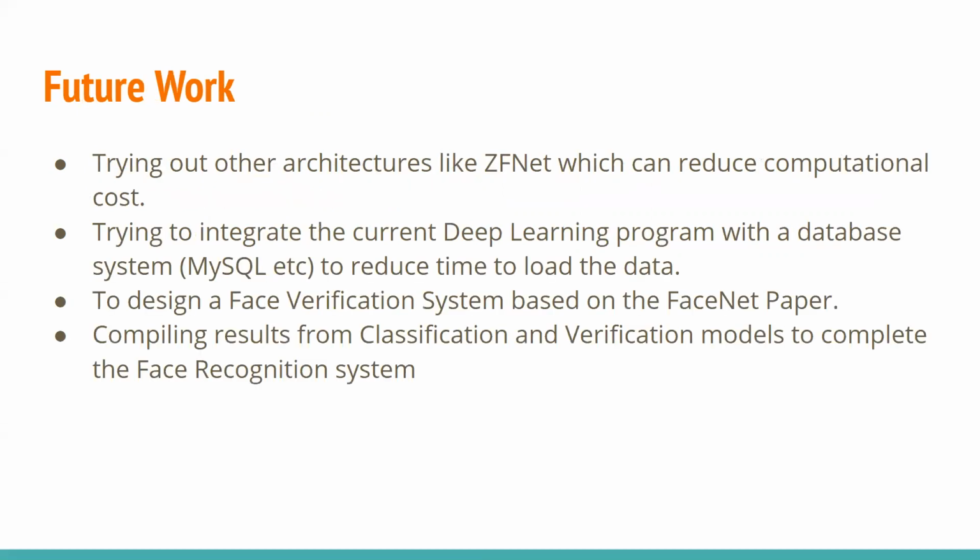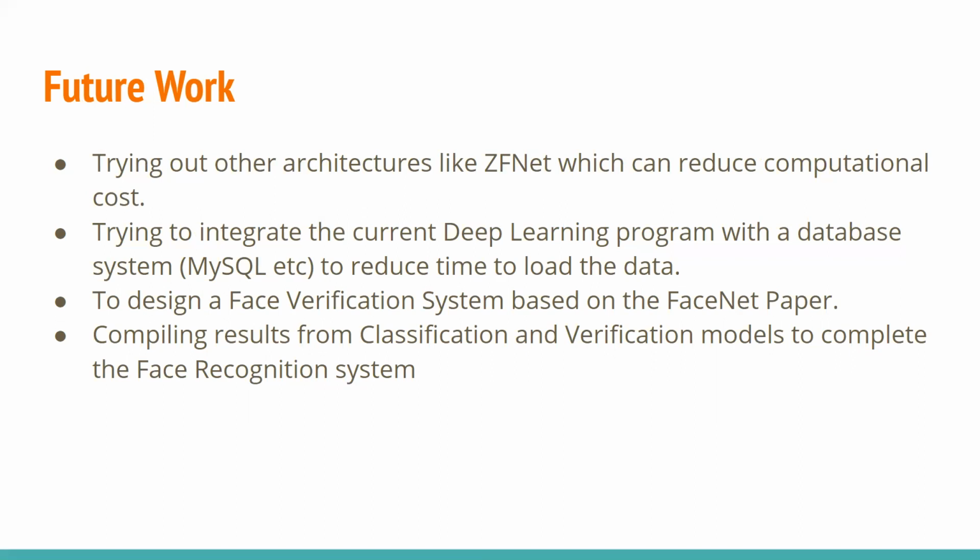We'll discuss a few potential future work that can be included with the current project. First is to try out other architectures like ZFNet, which can reduce computational cost. So we have used GoogleNet here, and this might not be the smallest network around. So we can use smaller networks to reduce computational cost.